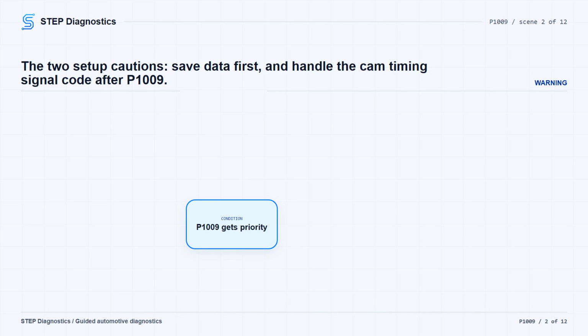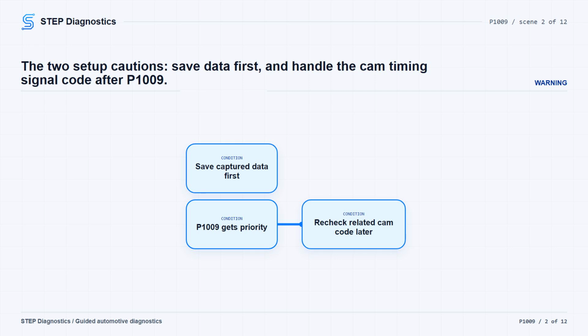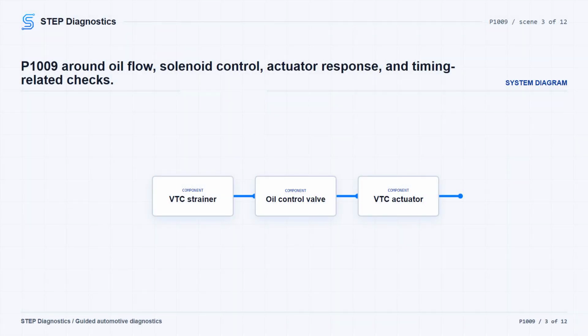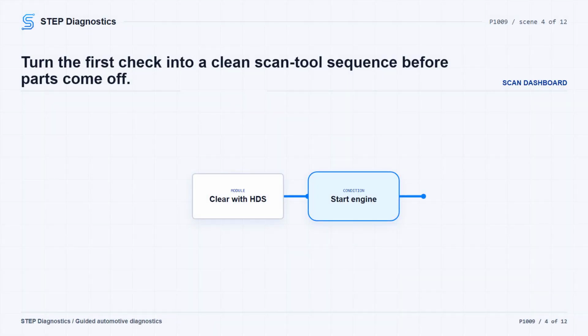The broad fault areas can include oil flow through the VTC circuit, the VTC oil control solenoid valve, the VTC actuator, or a mechanical timing-related issue. Before you start testing, save the captured data and any onboard snapshot. If a related cam timing signal code is stored at the same time, handle P1009 first, then recheck for that other code afterward. Start by verifying the problem.